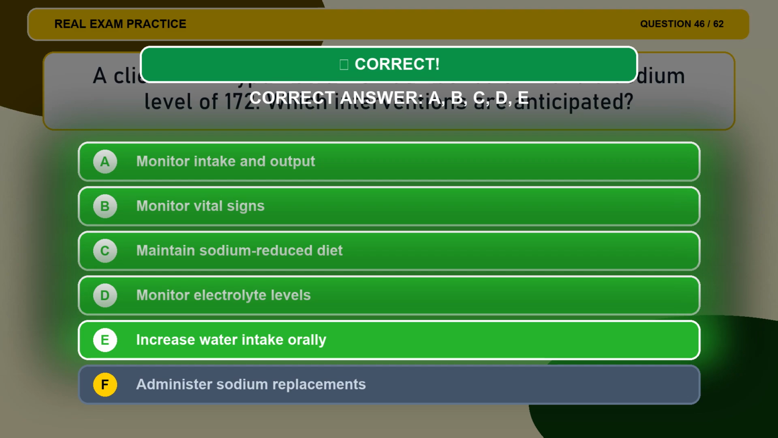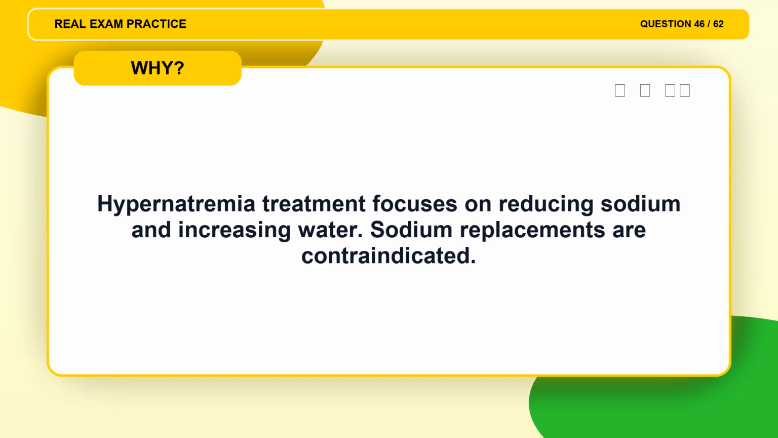The correct answers are options A and B and C and D and E. Monitor intake and output. Monitor vital signs. Maintain sodium-reduced diet. Monitor electrolyte levels. Increase water intake orally. Hypernatremia treatment focuses on reducing sodium and increasing water. Sodium replacements are contraindicated.